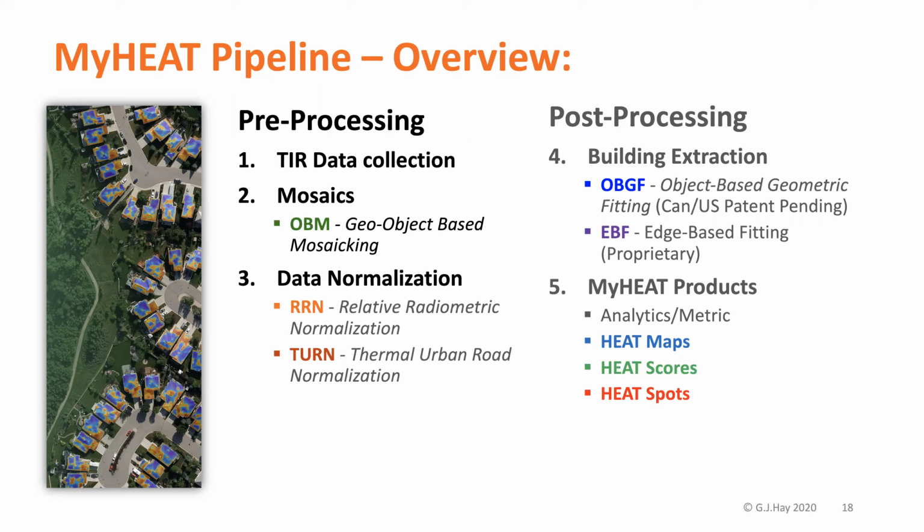So we're going to briefly talk about the data collection itself. Because we fly from an aircraft, we don't typically have one large image of a city. We have multiple flight lines that need to be mosaicked together. We have to do data normalization because as the aircraft flies back and forth, the temperature is changing. The wind is blowing. The aircraft is moving. The world around us is changing.